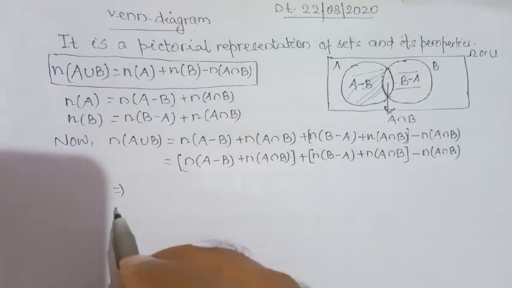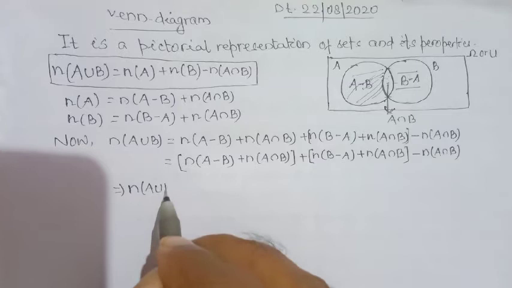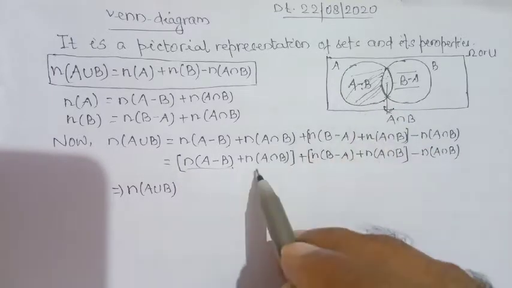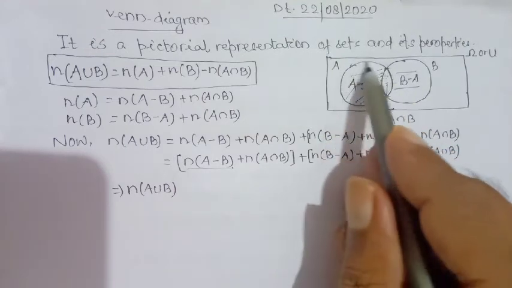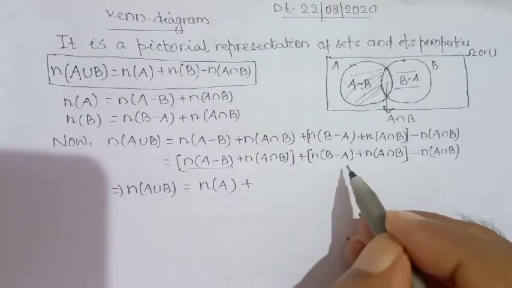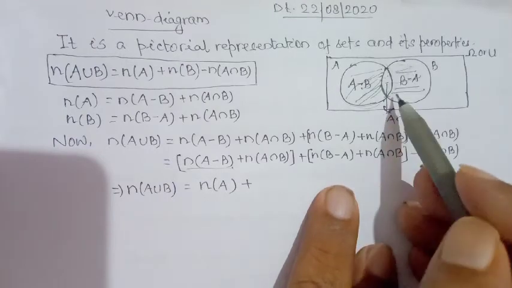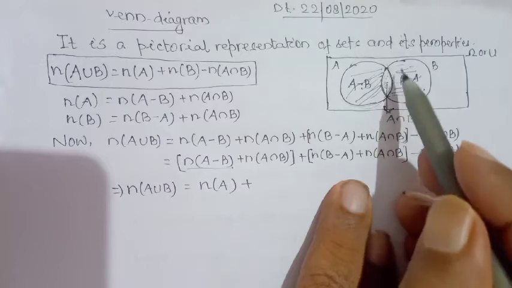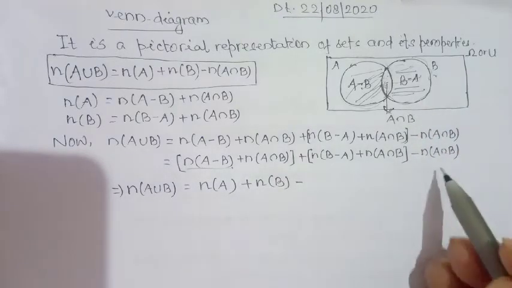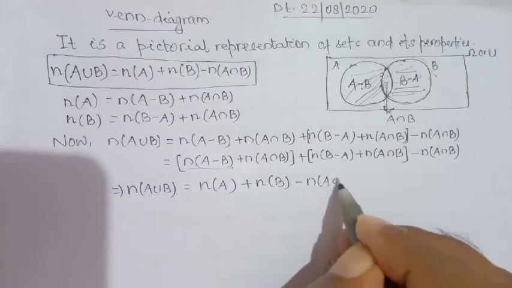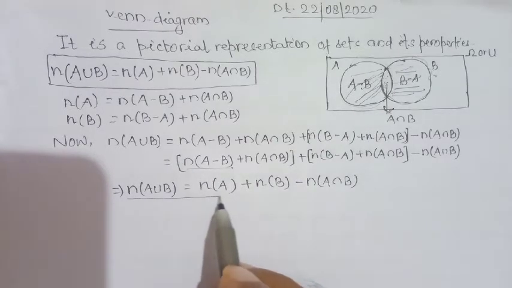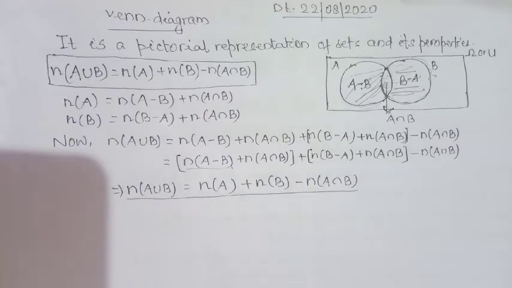Now see the figure. Here left side is number of elements of A union B. According to the figure, number of elements of A minus B plus number of elements of A intersection B together becomes number of elements of A. Similarly, number of elements of B minus A, this portion, added with number of elements of A intersection B, means this one, together becomes number of elements of B, minus number of elements of A intersection B. So this is the derivation of the formula: number of elements of A union B is equal to number of elements of A plus number of elements of B minus number of elements of A intersection B.